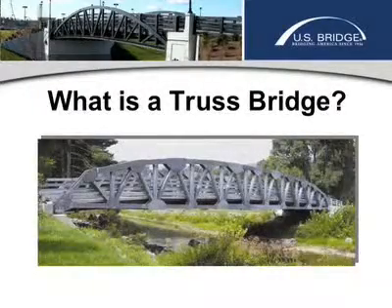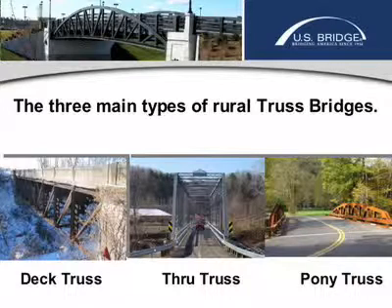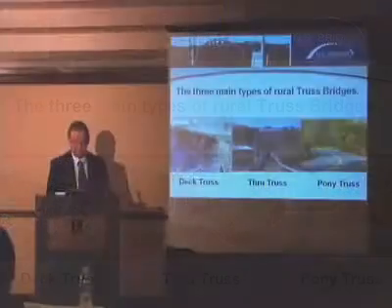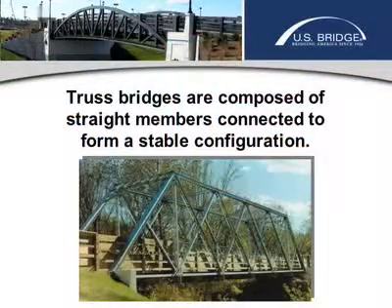One may ask, what is a truss bridge? The three main types of rural truss highway bridges are, of course, on the left the deck truss, where the structure is underneath the roadway. In the middle is the through truss. It's an old standard where the vehicles pass through the middle of the structure with overhead portals to stabilize the truss. And on the right is the simple pony truss that we see in a lot of the rural areas anymore. Truss bridges are composed of straight members connected to form a stable configuration.